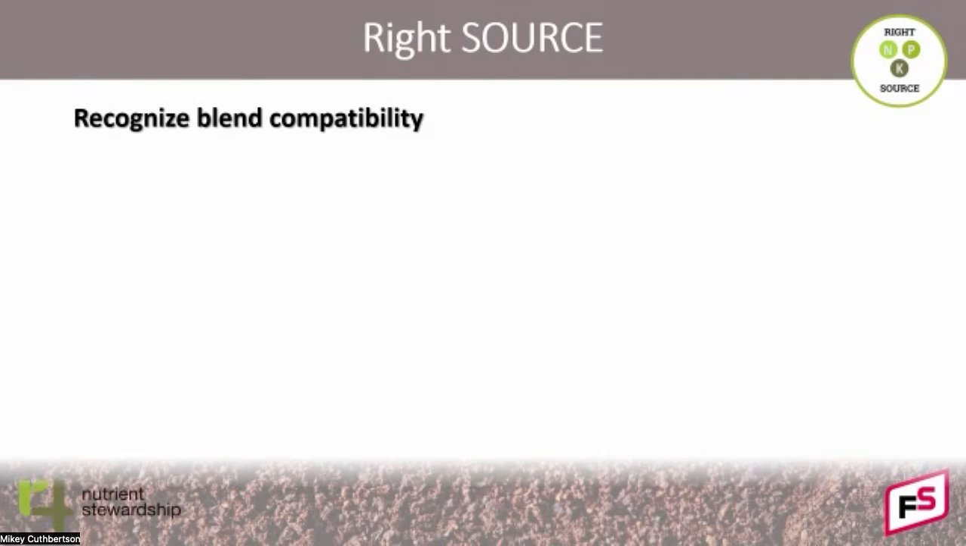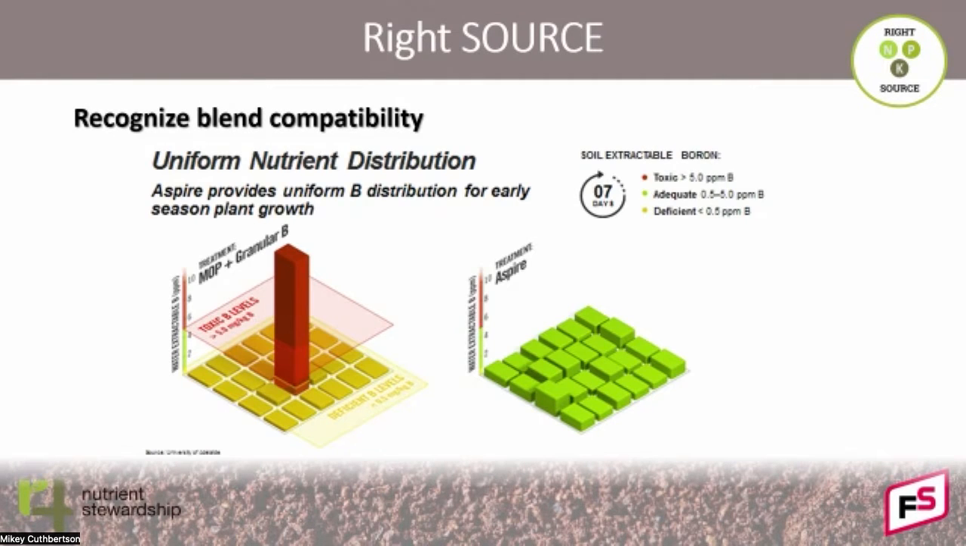Another example for right source is recognizing blend compatibility. We all know that we can mix some products, we can't mix others. So taking that into account. One of my favorite topics or stories is distribution. An example I like to use is boron. Boron is a micronutrient, an extremely important nutrient, but needed in very small amounts, micro amounts. And so how do we distribute that evenly across the field so that all plants are getting it?